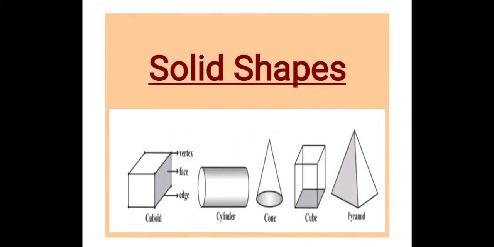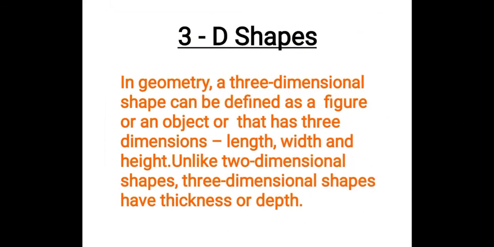These are a few examples of solid shapes: cuboid, cylinder, cone, cube, pyramids. So what are 3D shapes? In geometry, a three-dimensional shape can be defined as a figure or an object that has three dimensions: length, width and height. Unlike two-dimensional shapes, three-dimensional shapes have thickness or depth.